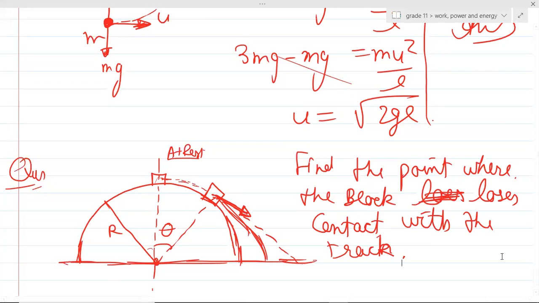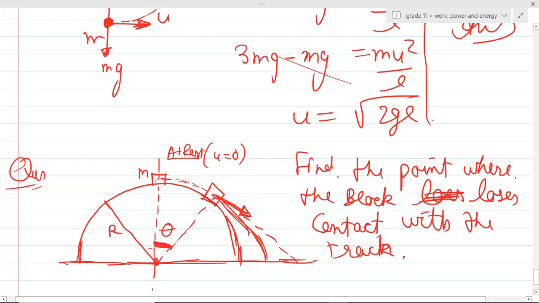Could you explain again? The question is, there is a small block of mass m which is placed where? At the topmost point of this semicircular track. I release this block from rest, that implies the initial velocity is 0. At one particular instant it leaves contact with the track. Find the angle theta where it leaves contact with the track.